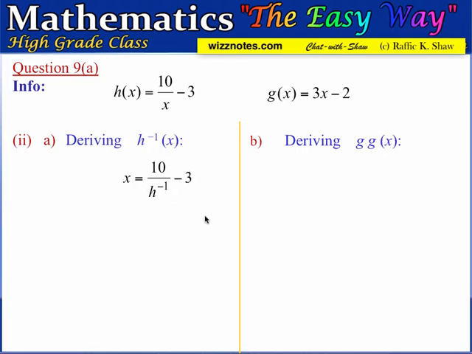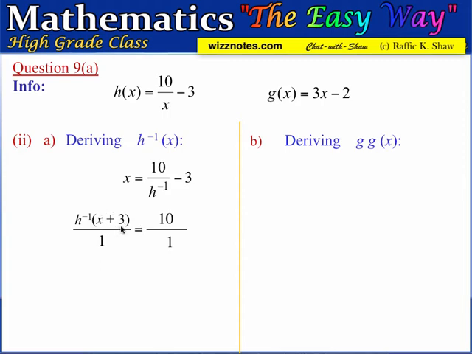And so we can proceed firstly by adding 3 to both sides. We will move the negative 3 from this side by adding 3 to both sides. And when we do that, we end up with this. x plus 3 becomes equal to 10 divided by h to the minus 1. And x plus 3 here is the same as x plus 3 divided by 1. Now, we want to make h to the minus 1 the subject, and so we can multiply that across here. Let's show that. And that's it. And we are left with 1 under here.